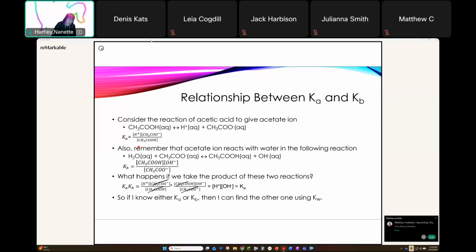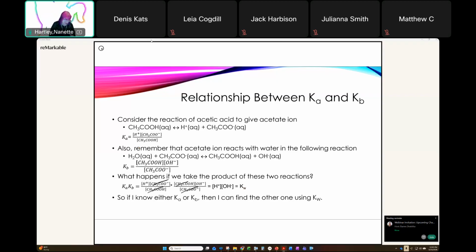And it's important to understand that because the tables that you have available don't always have exactly what you need. You may need a Ka, but you only have the Kb. So you can find it if you have the Kw, and you do. So you can always solve for the other value. Okay. Now, does that make sense?